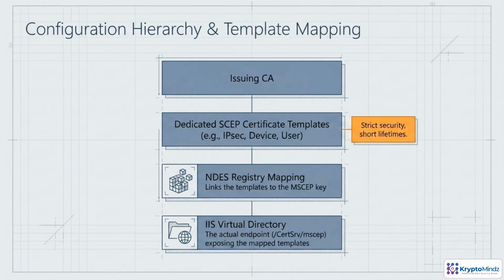When you deploy NDES, think of it as a chain of trust. At the top, the issuing CA owns the root trust and the signing keys. Beneath that, you create dedicated SCEP templates for each use case with strict security and short lifetimes so compromised devices don't hurt you for long. NDES doesn't automatically discover those templates. You wire them up through registry mappings that bind templates to the MSCEP key. Finally, IIS exposes that configuration as an HTTP endpoint that clients call for enrollment.